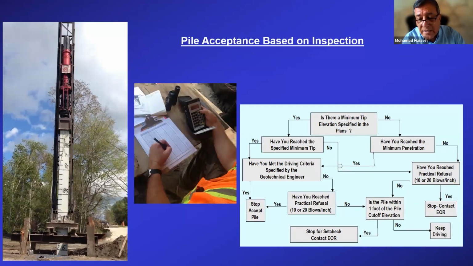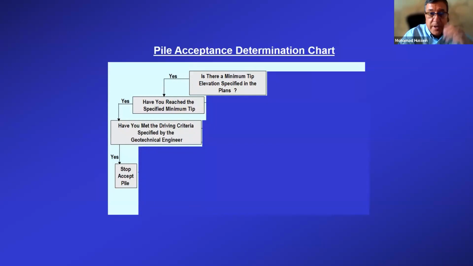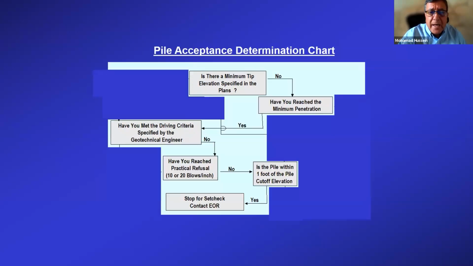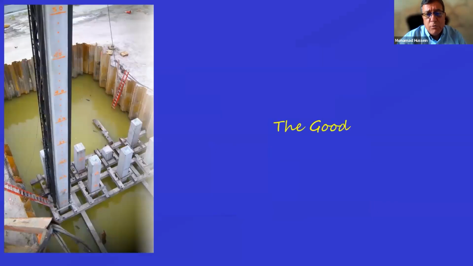There will be a decision-making procedure that the inspector will follow during the driving of the pile in the acceptance process. That takes into account many requirements having to do with required minimum tip, minimum penetration depth, required blow count, etc. So there's a procedure to follow there.